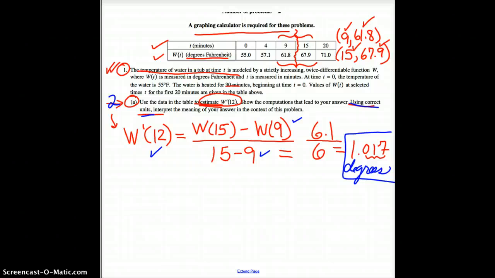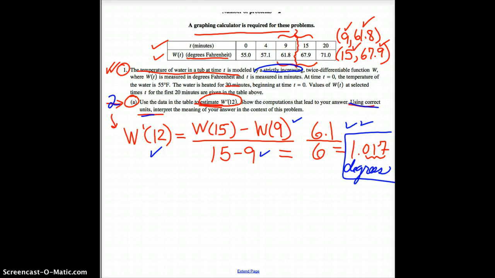And I don't know that. I mean, actually, perhaps, I guess that wouldn't have happened because it said it's strictly increasing, but I was going to say maybe they dropped an ice cube in and it cooled off in between there. But I do know that I could use this to estimate. So that would be done.